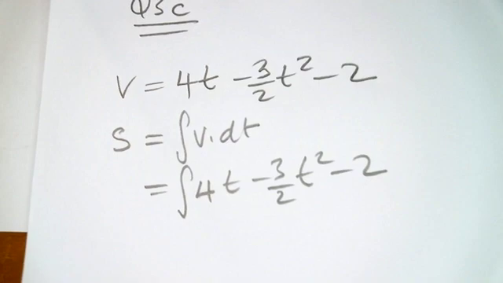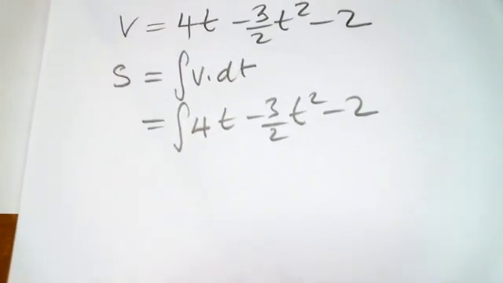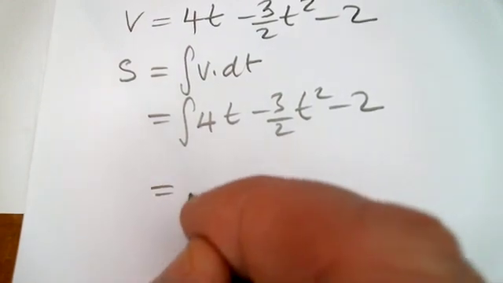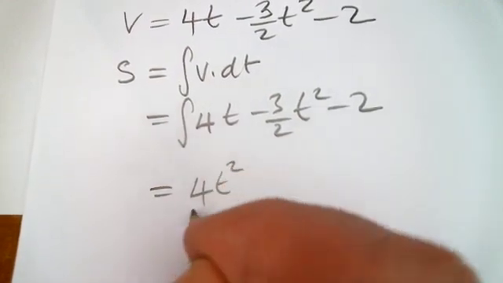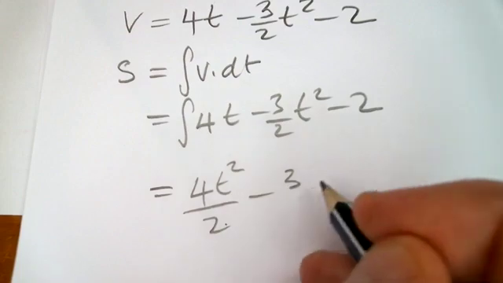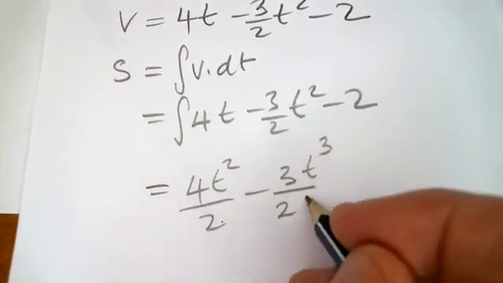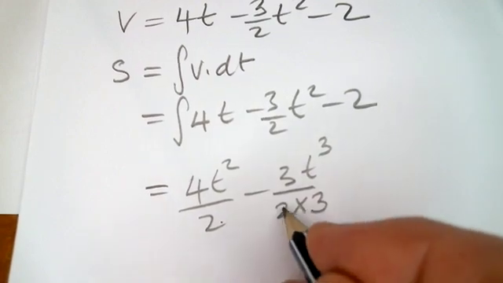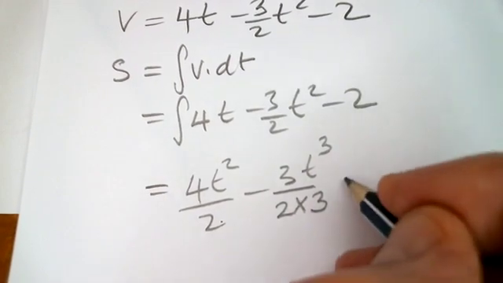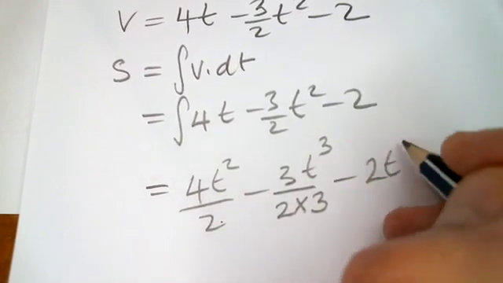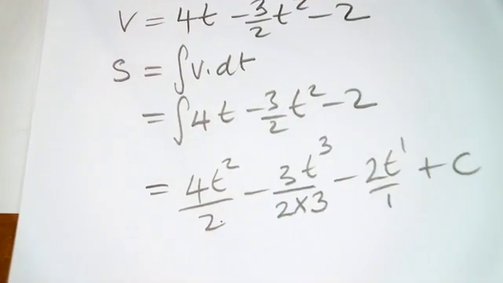Now, if we go ahead and do that, we're going to increase the power of t by 1 and divide by the new power. So that is equal to 4t squared on 2, minus 3 on 2 times t cubed on 3, so I'm going to multiply those two together, minus 2t to the 1 on 1, plus c.